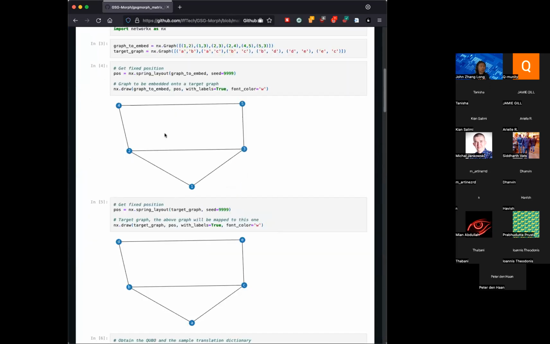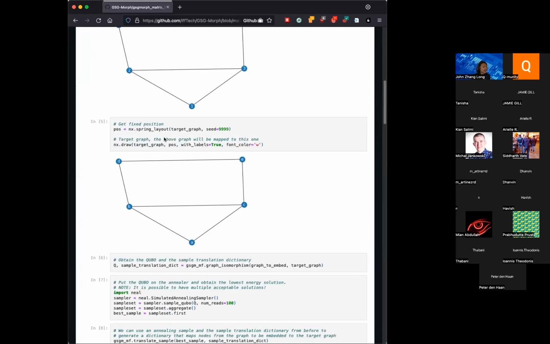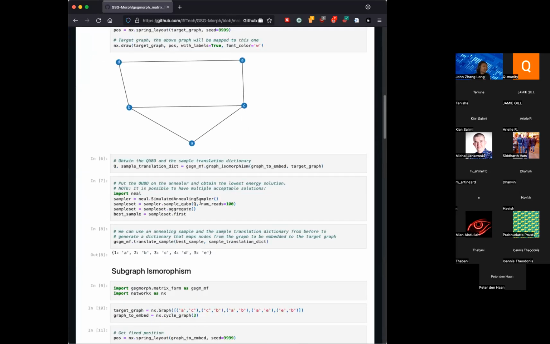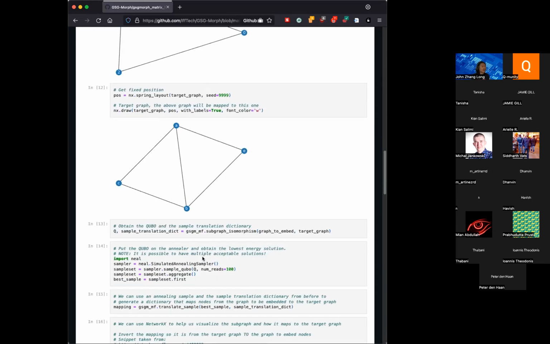I have these two graphs here, and this is just a pretty trivial example to get the idea across. But you can run it on a quantum annealer. In this case, I'm just running it on the simulated annealer. When I ran this on an actual one, because I did this on AWS Braket, the performance was not great for obvious reasons. But here you can see what I was talking about by the mapping. So vertex 1 maps to vertex A, vertex 2 to B, 3 to C, 4 to D, 5 to E. And then there are some more.